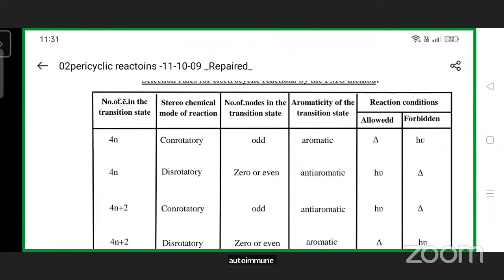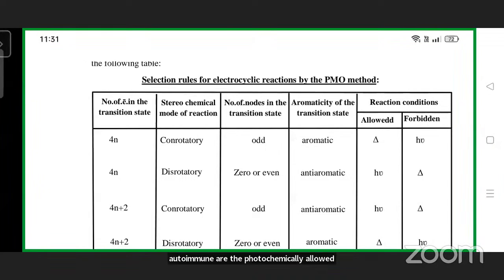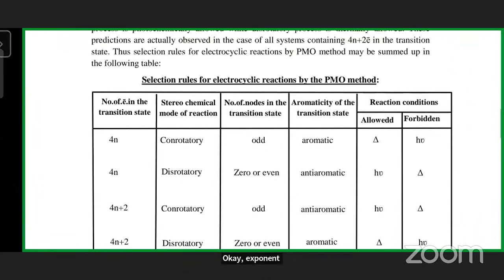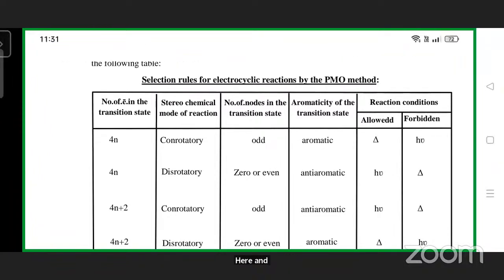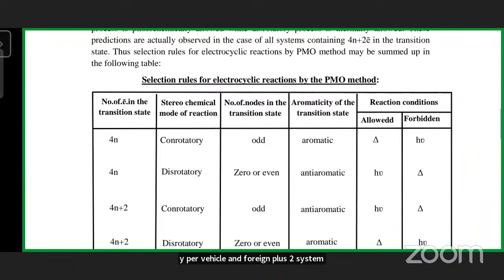Okay, next the 4n plus 2 system, where the number of nodes is odd and the aromatic state is anti-aromatic here, and reaction conditions are photochemically allowed and thermally forbidden. And for the 4n plus 2 system, disrotation, where you will get zero or an even number of nodes here, and the aromatic nature is aromatic. The reaction conditions which are favored are photochemically forbidden and thermally allowed here.